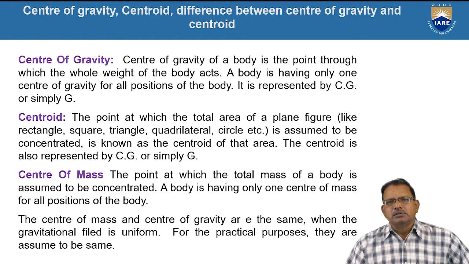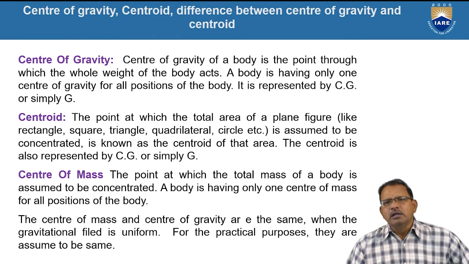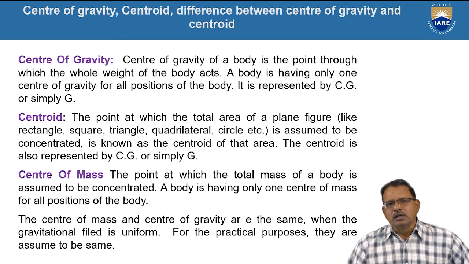The second one is centroid. It is a point through which the entire area of the body is assumed to pass. In other words, it is applicable only to two-dimensional objects such as rectangle, triangle, quadrilateral, circle, etc. The centroid is represented by G or C.